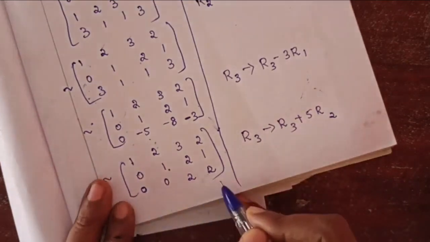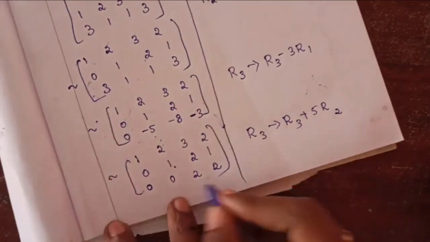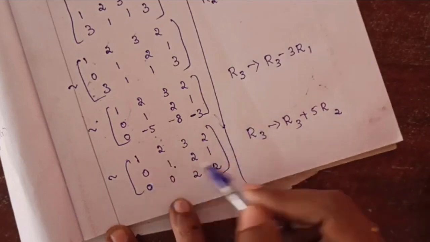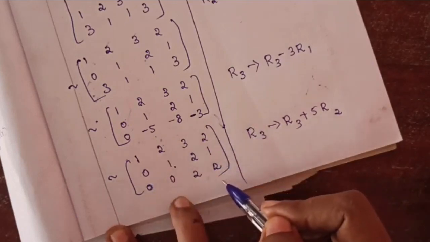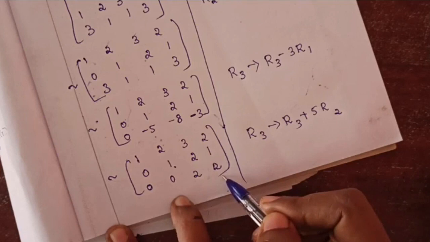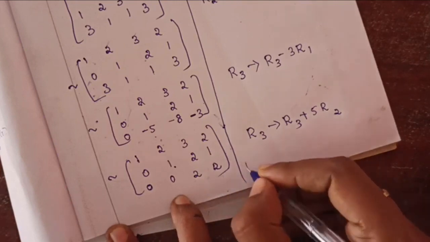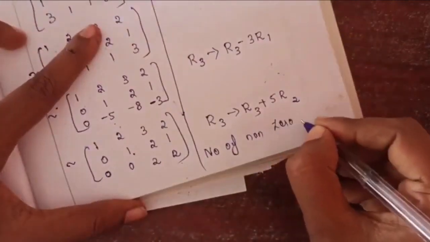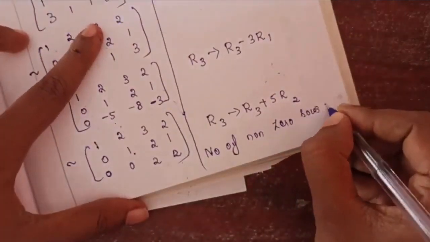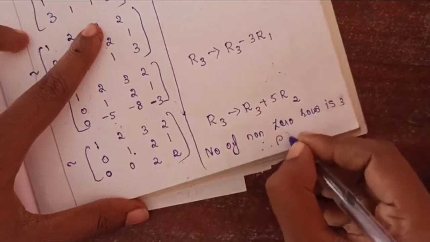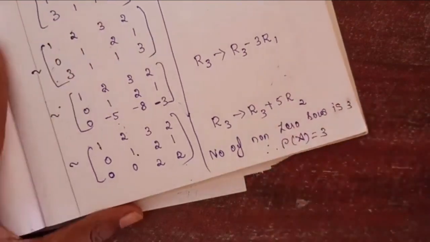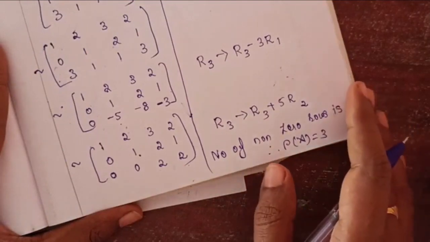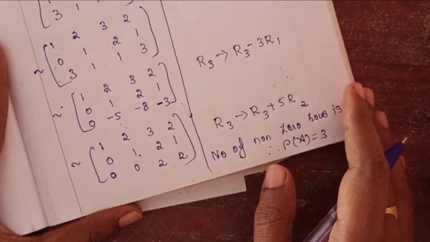So now you can check. Maximum zeros are there in the last row. Yes. Now how many non-zero rows are here? This is a non-zero row. This is a non-zero row. This is also a non-zero row. Reason is here 2 is there, here 2 is there. So the number of non-zero rows is 3. What's the rank then? Rank of A is equal to 3. I hope you got the idea. If you do one more problem, you will get a clear idea. Okay, let's move to the next problem.